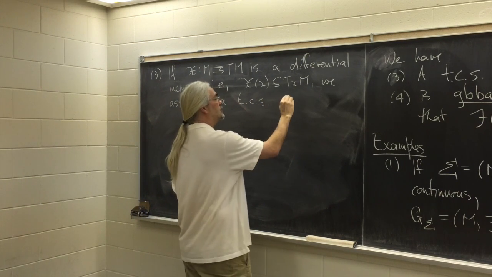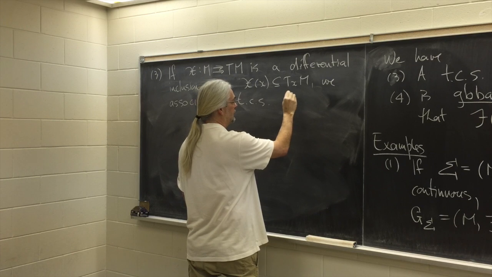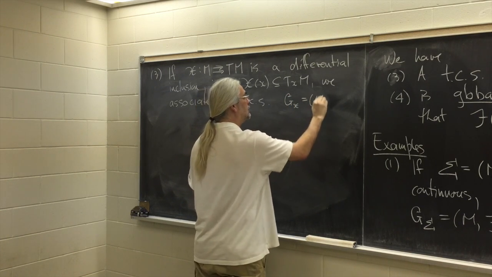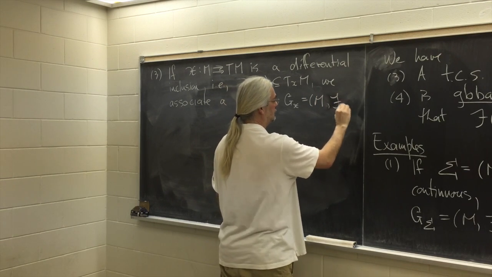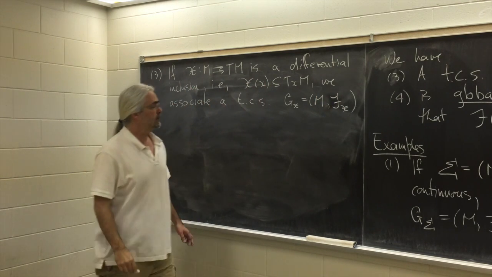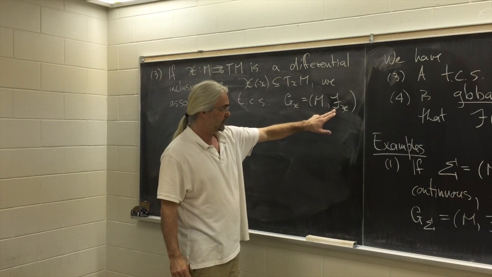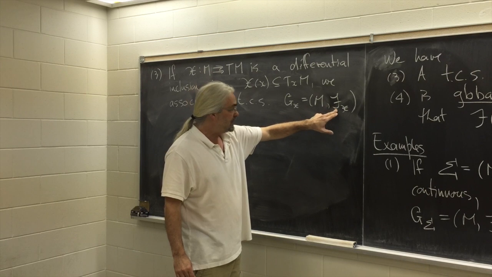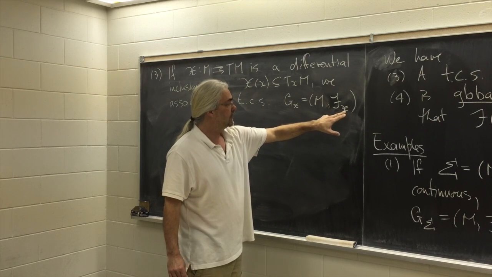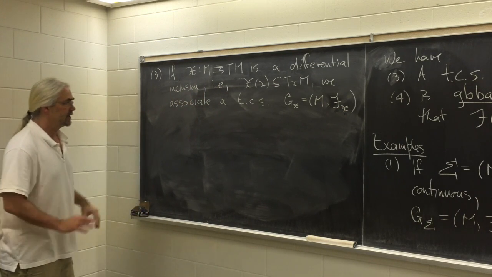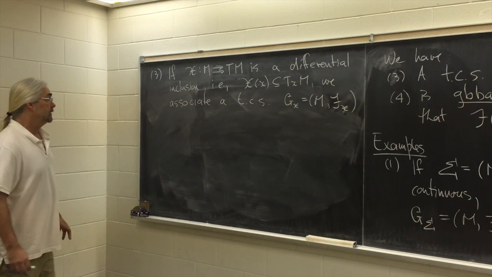So we associate a tautological control system, which I'll write as Gx. Okay, so the manifold will be the manifold, and then what I'm going to do is define a presheaf of vector fields associated with this differential inclusion, and it has the obvious definition.